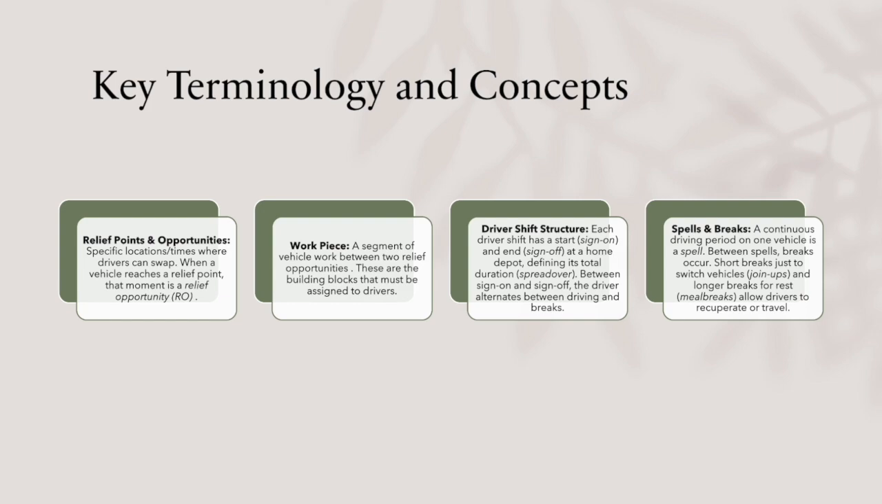So, workpiece. What is a workpiece? A segment of vehicle work between two relief opportunities. These are the building blocks that must be assigned to drivers. Next is the spell: a driver's continuous driving stint on one vehicle without dismounting. In bus that often equals one workpiece. In rail, a spell can include two back-to-back pieces if the train reverses quickly and the driver stays in the cab. Breaks punctuate spells.